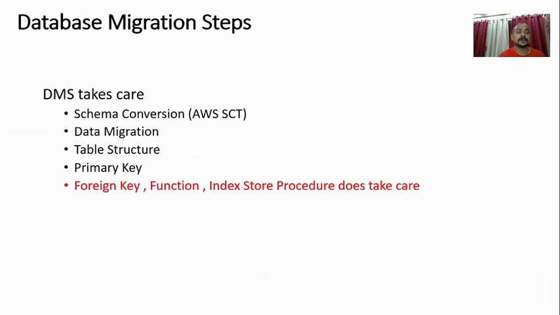Going to the next, the database migration steps. As I mentioned, the first step is the conversion of the schema. The schema is converted by the database migration service, and then the actual database migration happens. Your DMS, database migration service, in Azure, AWS, or GCP takes care of all four items: schema conversion, data migration, table structure, and primary key. However, creation of foreign keys, functions, indexes, and stored procedures is not taken care of.